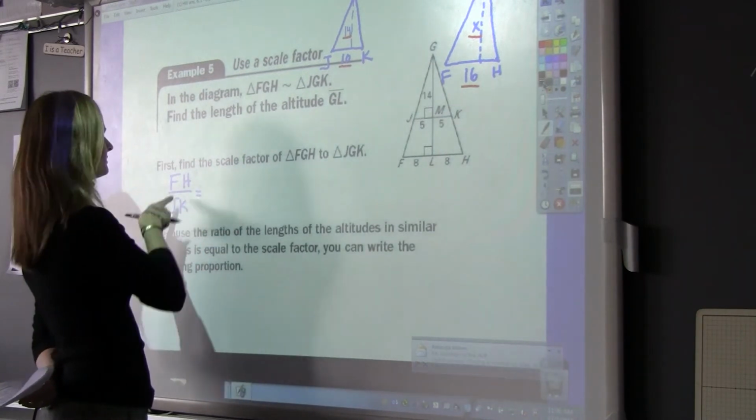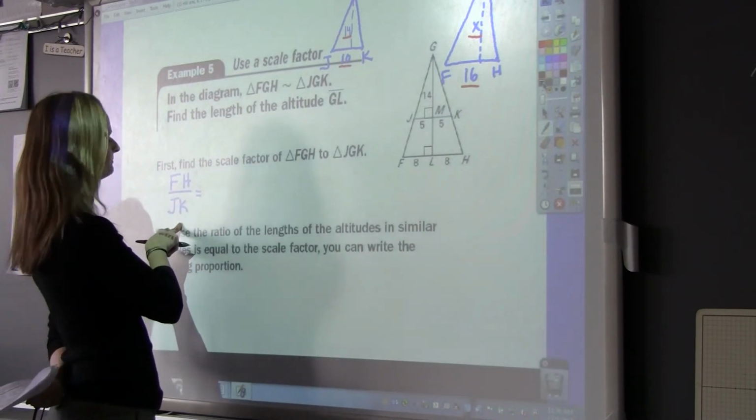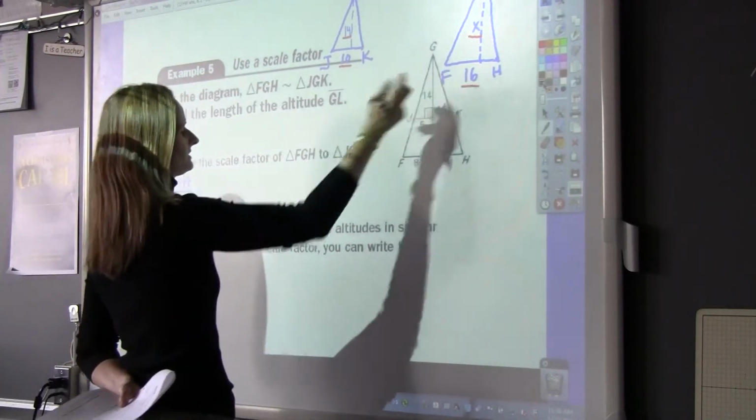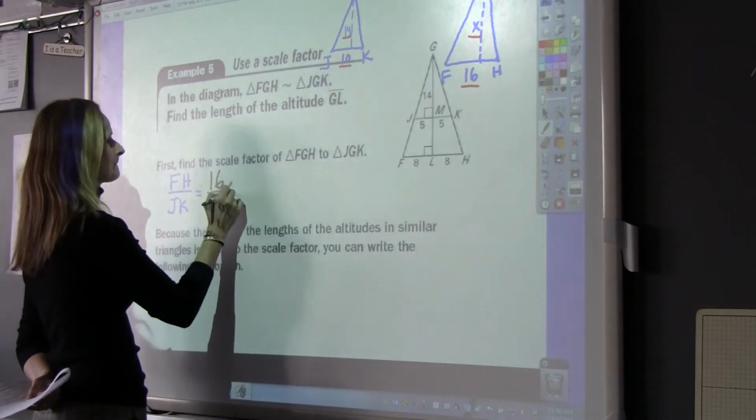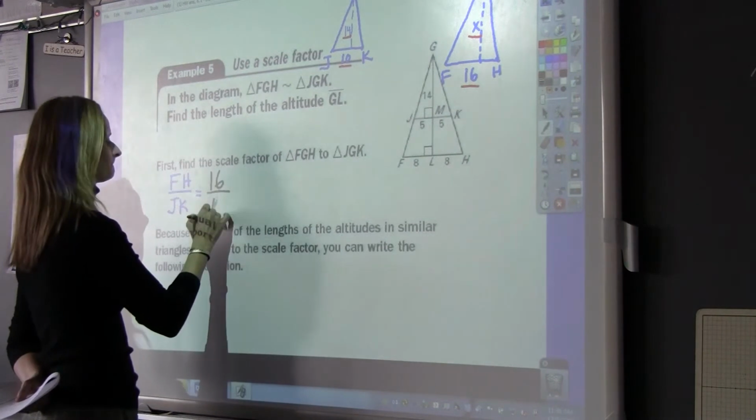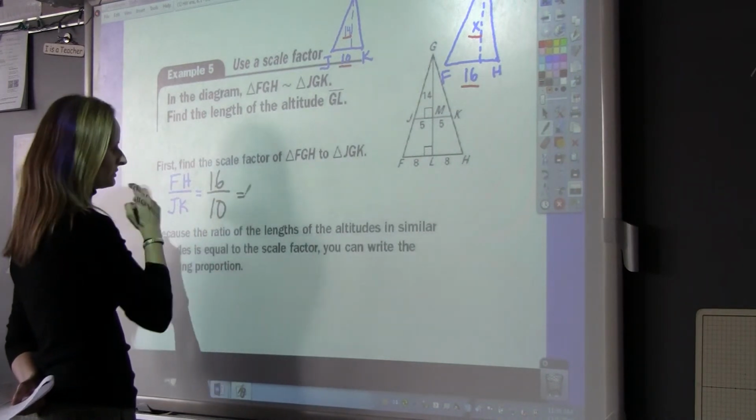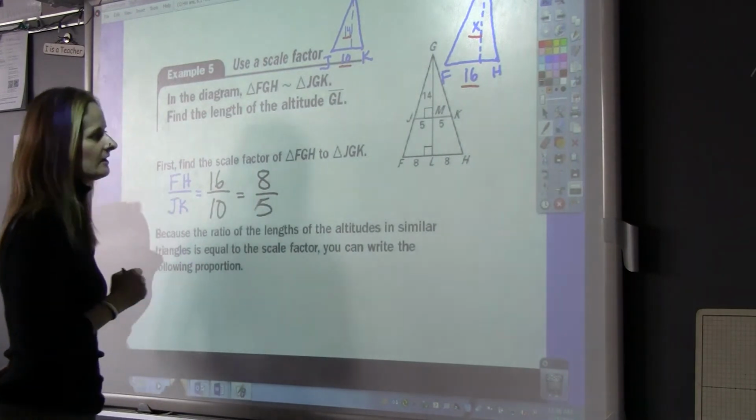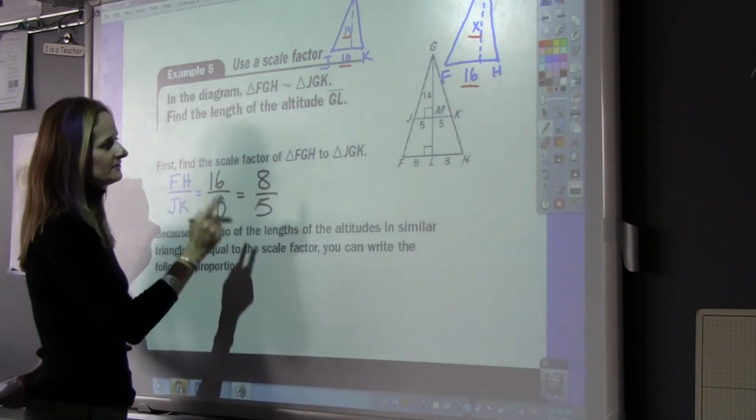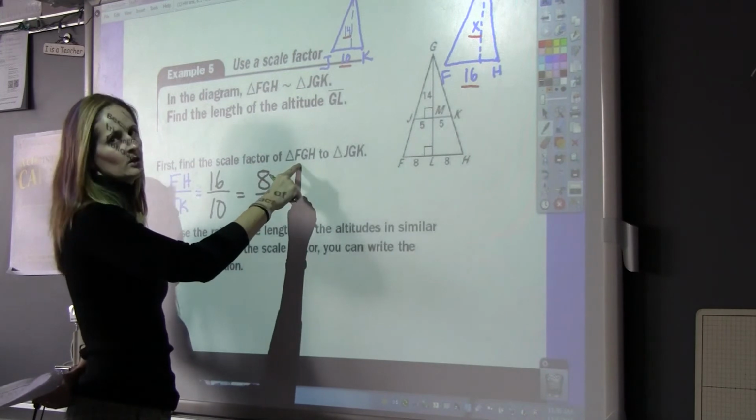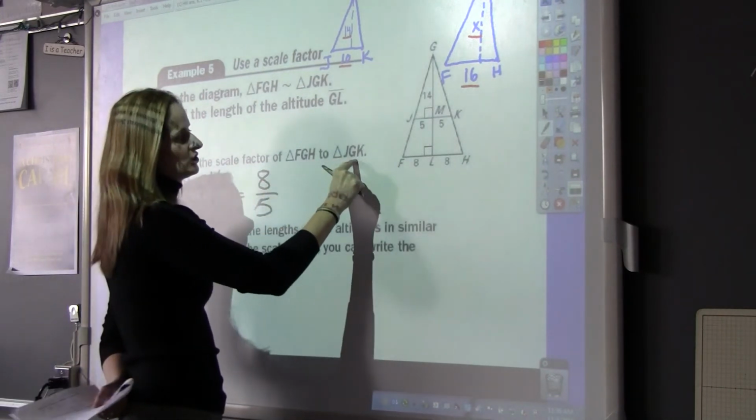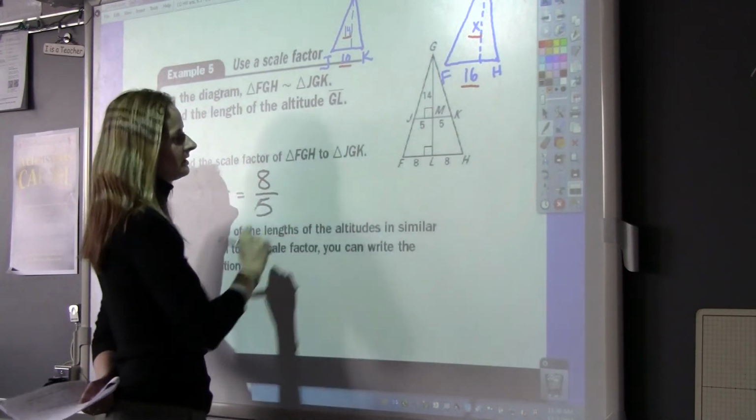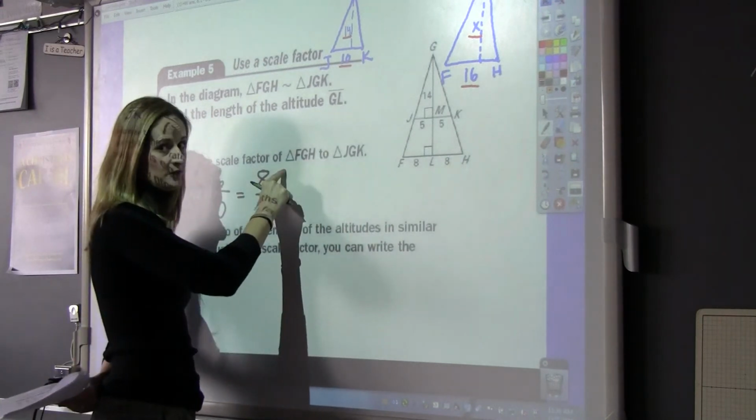So to find the scale factor, we're going to simplify this ratio. FH is 16, JK is 10. Okay, so 2 goes into 16 8 times, 2 goes into 10 5 times. So it's 8 to 5. Notice it's 8 to 5 because they said triangle FGH to JGK. Otherwise, if they said JGK first, it'd be 5 to 8.